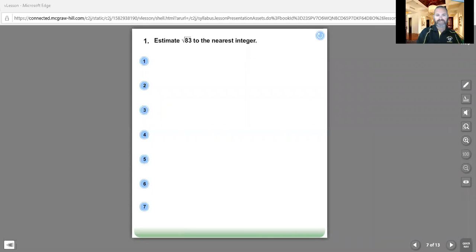Our first problem says we need to estimate the square root of 83 to the nearest integer. So if you'll notice, the square root of 83 is not a perfect square. We know what the perfect squares are though, correct? We know that the square root of 81 is 9, and we know the square root of 100 is 10. So that means the square root of 83 must be somewhere between 9 and 10. Hopefully that makes sense to you.